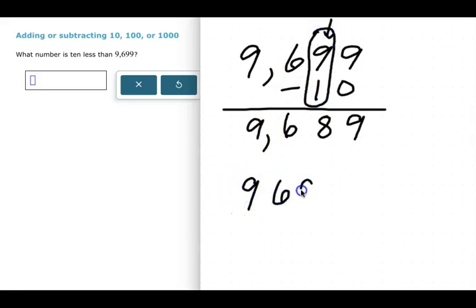So you don't even have to do the subtraction like I did. If you want 10 less, you focus on the tens column and you're going to do 1 less. So it's going to be 9,689.